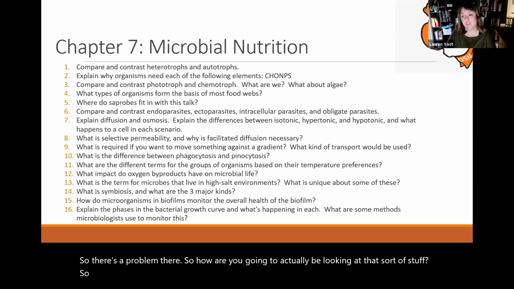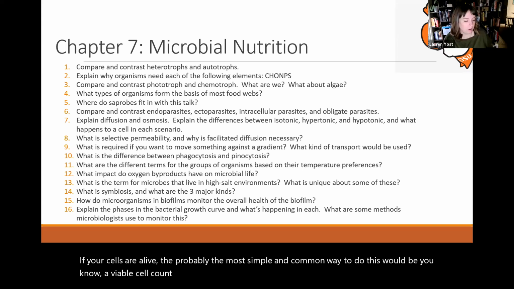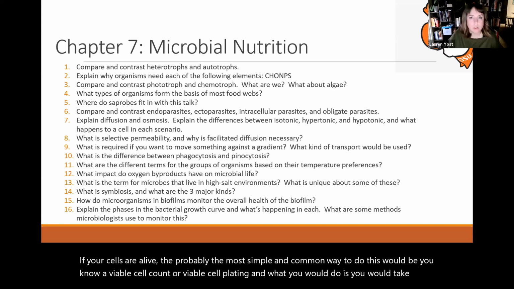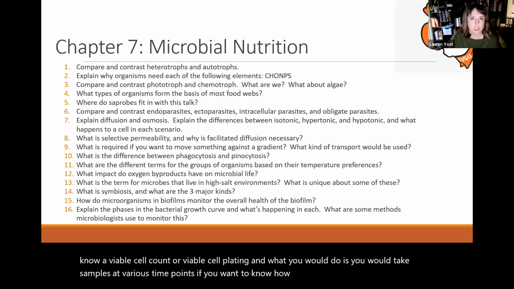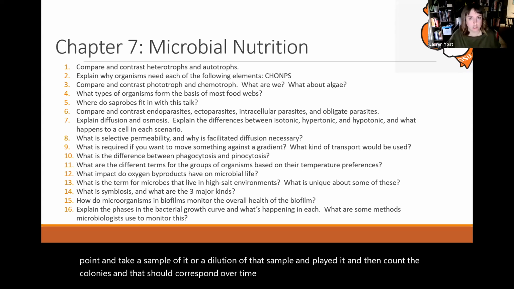So there's different techniques you can use to determine if your cells are alive. But probably the most simple and common way to do this would be a viable cell count or viable cell plating. And what you would do is you would take samples at various time points if you want to know how healthy the population is at that point, and take a sample of it or a dilution of that sample and plate it and then count the colonies.